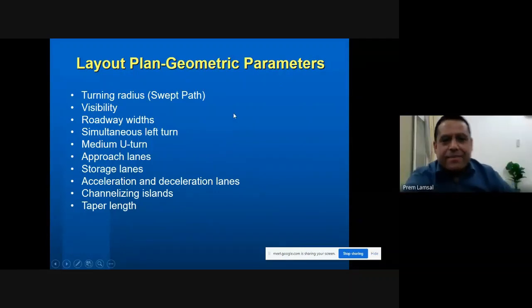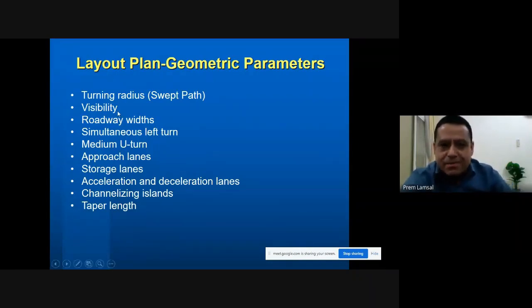We can continue, right? Okay, I'm just going to talk about this layout plan. Normally we consider these parameters, these elements while deciding the geometric parameters of intersections. For example, the turning radius depends on the sweep path of the vehicle. As I said earlier, if you are designing for an articulated vehicle or truck or container carrying vehicle, we need to have a very big radius. If you are designing just for the car, 6 meters is okay. So these things depend on the design vehicle.